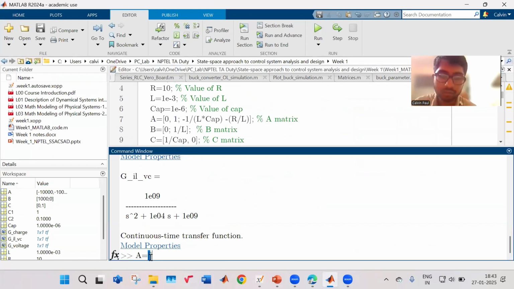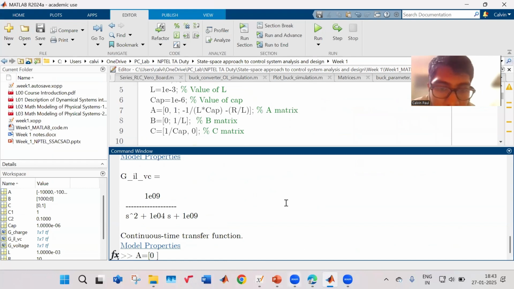So this is 0 and 1. I do 0, comma 1. That means it's the first row, first element, first row, second element. Then I will do semicolon. Semicolon means I am going to the next row. And then I'm doing the second row's first element, that is minus 1 upon L into C, the capacitor I put.